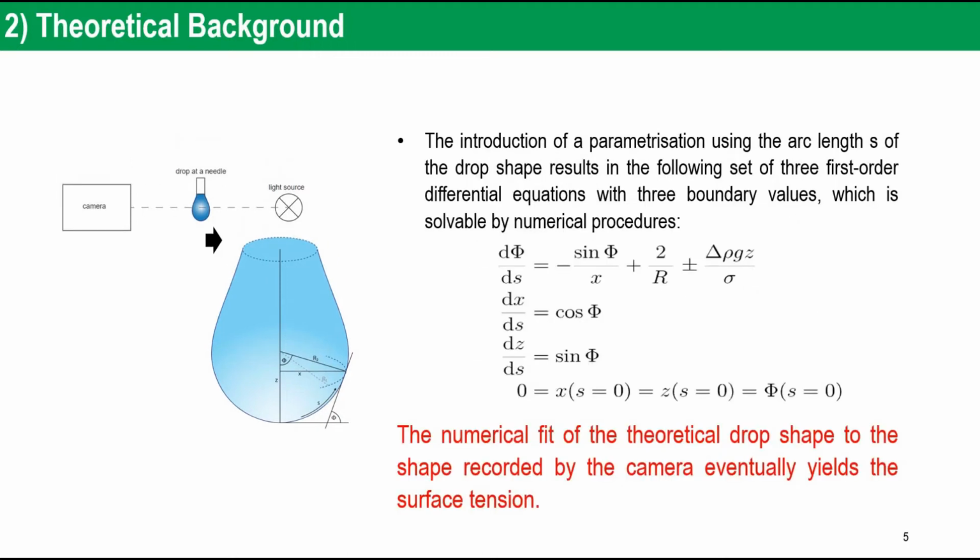The introduction of a parametrization using the arc length S of the drop shape results in the following set of three first-order differential equations with three boundary values, which is solvable by numerical procedures. The numerical fit of the theoretical drop shape to the shape recorded by the camera eventually yields the surface tension.